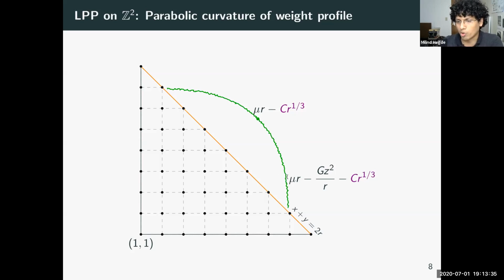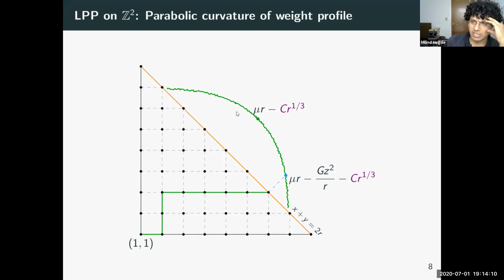So in fact, it'll be mu r minus some constant z squared over r. So this is known again in the integrable cases of exponential and geometric LPP, and is expected to be true in greater generality. So just as a depiction, this might be your best path ending at this point, and this would be its mean. The point on the parabola would be the mean weight of that path. And as you go along, it changes depending on where you end on the parabola.